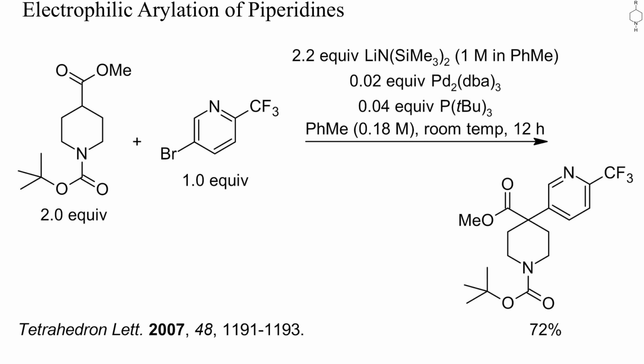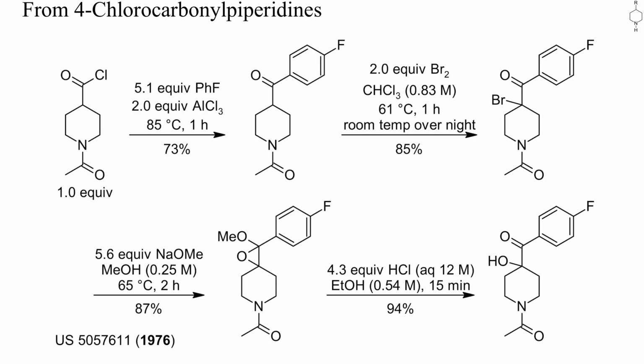Protected piperidines with an activating group at position 4 can be lithiated and arylated or alkylated at this position. Piperidine carboxylic acids are usually prepared by hydrogenation of pyridine carboxylic acids, which in turn can be obtained by oxidation of methylpyridines. Here a methyl ester enolate was arylated with a pyridyl palladium intermediate. This here is a typical synthesis of a 4-benzoyl 4-hydroxypiperidine, just to show some synthetic possibilities.